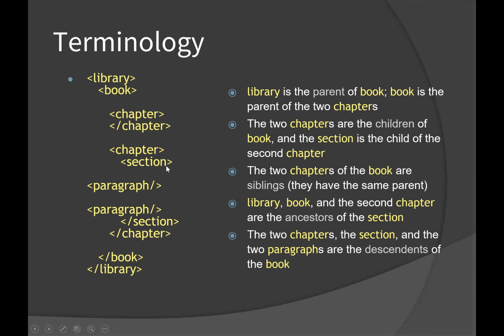Right? So when we talk in XML, we have to be very clear in using these phrases. The two chapters of the book are siblings. This is one chapter, this is another chapter. These two are siblings. Library, book and second chapter are ancestors of section. The parent of the section is chapter, the parent of that is book, and the parent of that is library. The two chapters, the section and the paragraph are the descendants of the book.